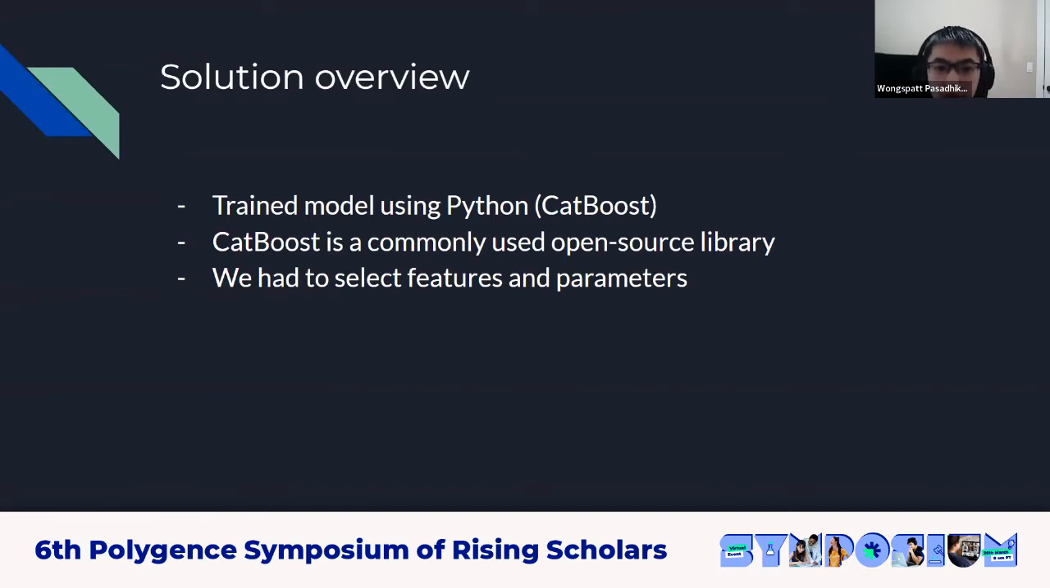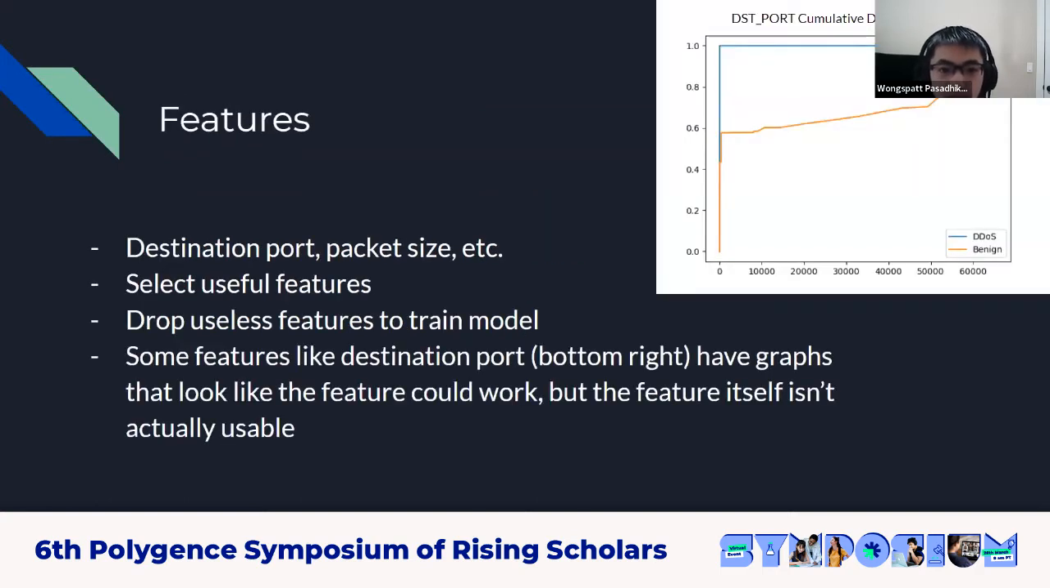Solution overview. We used a data set that contains many features of both benign and malicious traffic, and we used CatBoost to train our model. CatBoost is an open source library commonly used for machine learning. And the features include things like the destination port, the packet size, etc. And we have to select the best ones to use to train our model. We have to drop the ones that would either give away what the traffic type was and wouldn't be useful in a real world situation, or features that are just useless, like the timestamp and the port.